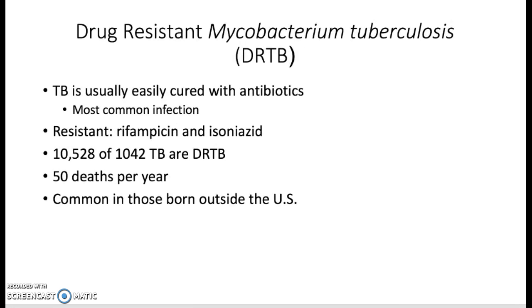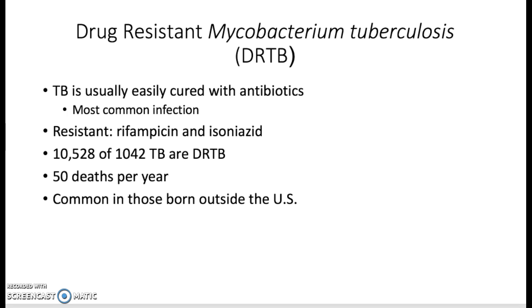Drug-resistant Mycobacterium tuberculosis is a strain of Mycobacterium tuberculosis, which is the most common type of bacterial infection and is actually easily treated with antibiotics. However, DRTB is resistant to rifampicin and isoniazid. Out of the 10,528 TB infections, 1,042 are DRTB. There are an estimated 50 deaths per year of DRTB.